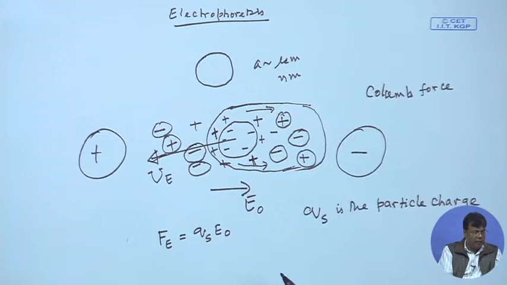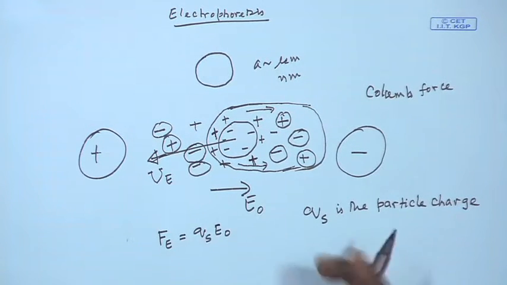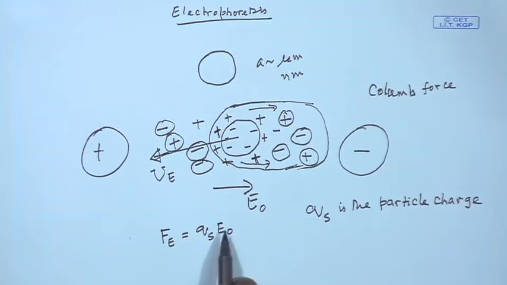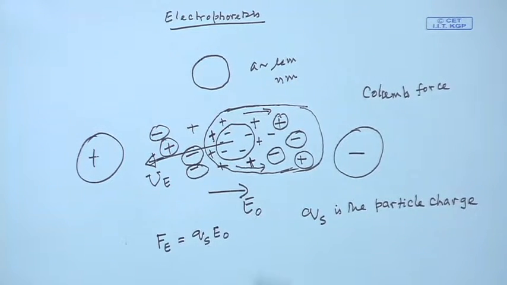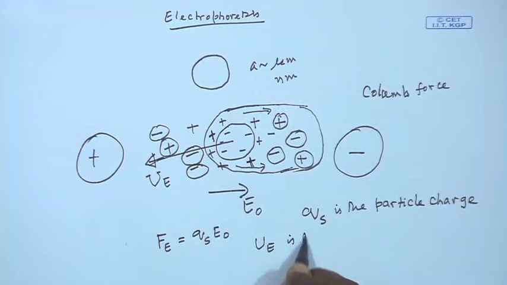Now, Qs E0 holds provided the medium in which the particle is suspended has no free charge or imbalanced ions. So, the electric field is E0 and the charge is Qs, and the particle experiences the electric force Fe. Because of that, the particle will move. Let u be the velocity of the particle.